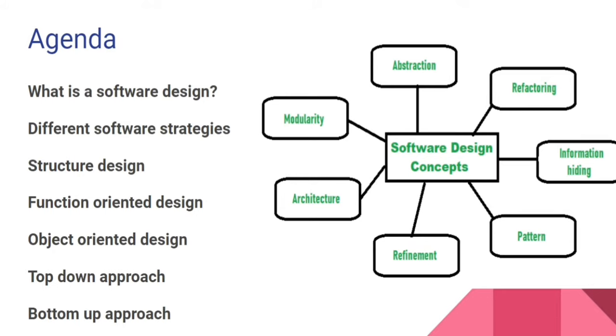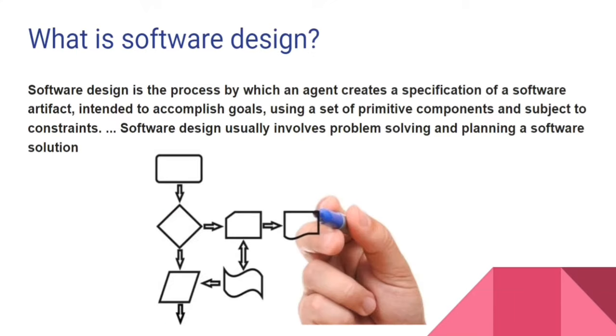So let's move on and see today's agenda. Today's agenda is: what is software design, and different software design strategies, such as structure design, function-oriented design, and object-oriented design. And we have two approaches: top-down approach and bottom-up approach. So let's start. What is software design?